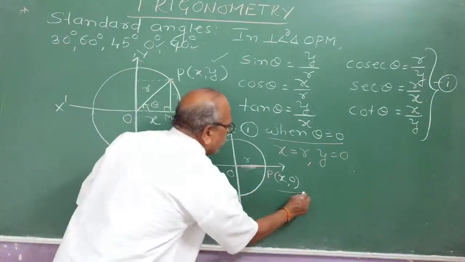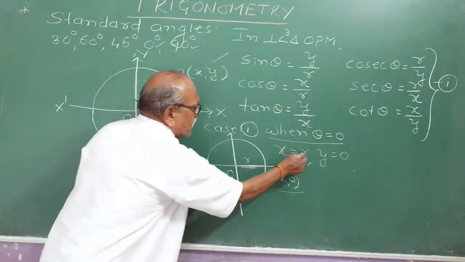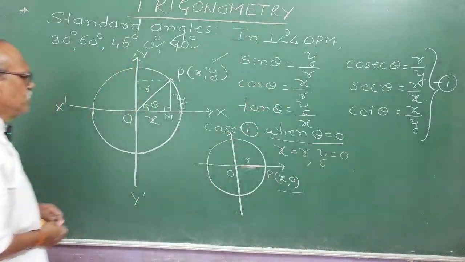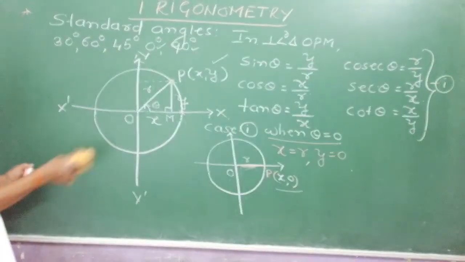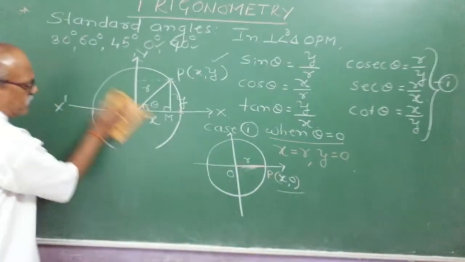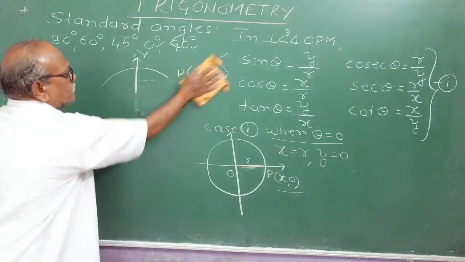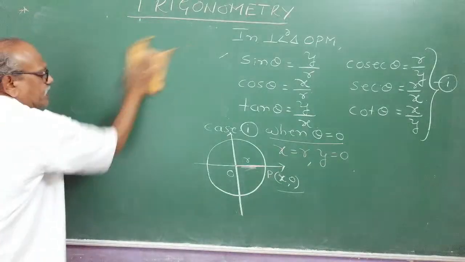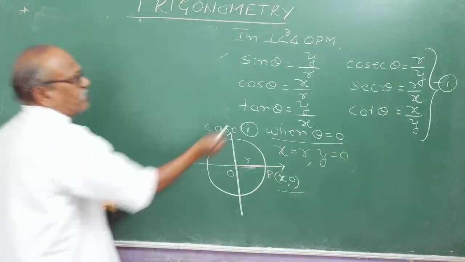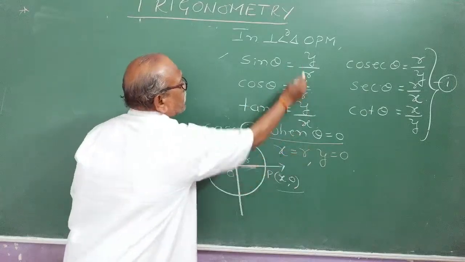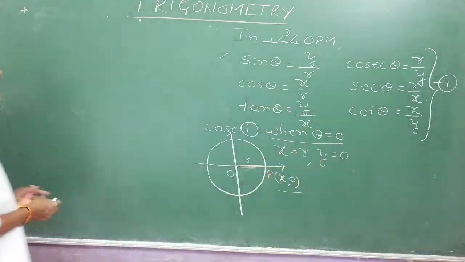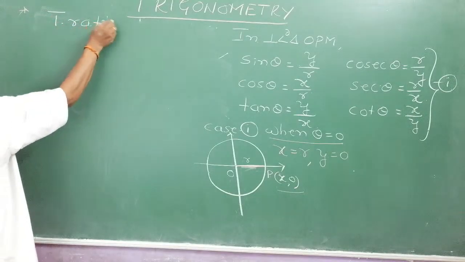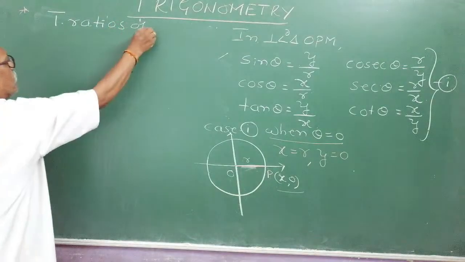And these particular coordinates, now x becomes r, y becomes 0. Then you can write all these trigonometric ratios. I will rub this original diagram and I will write all trigonometric ratios. Now I will go on writing trigonometric ratios of 0 degree. Wherever there is x, you write r. Wherever there is y, you write 0. Now, the trigonometric ratios of 0 degree, you can write the short form T ratios of 0 degree.